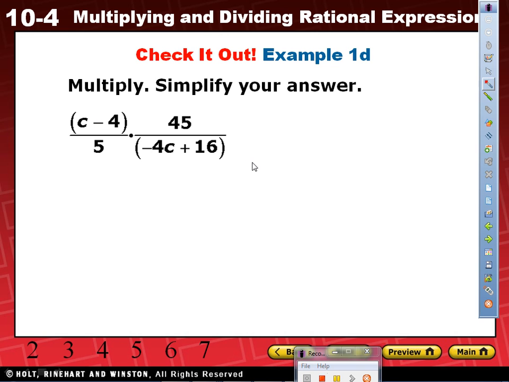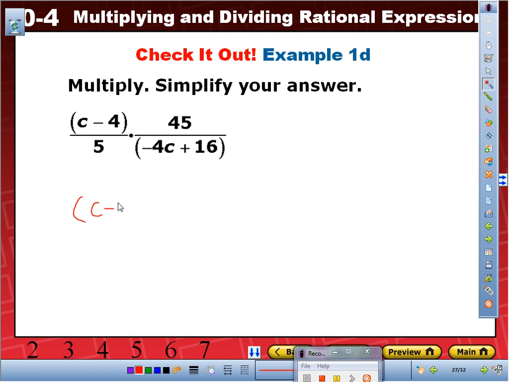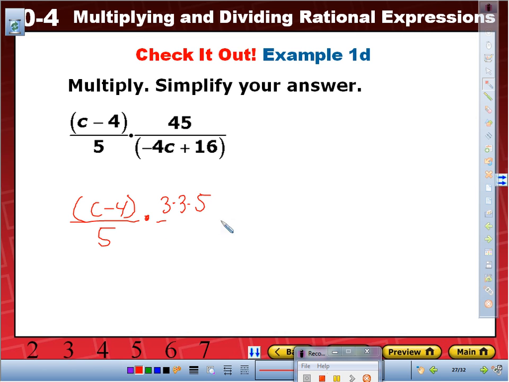This is c minus 4, is that correct? Over 5 times this one. What are my factors? 3 times 3 times 5 over, what's the GCF here? Negative 4, open parentheses, we're left with c minus 4. Since I cannot simplify this anymore, I just draw my line all the way across so I can multiply that way. And now we can start with our GCF.